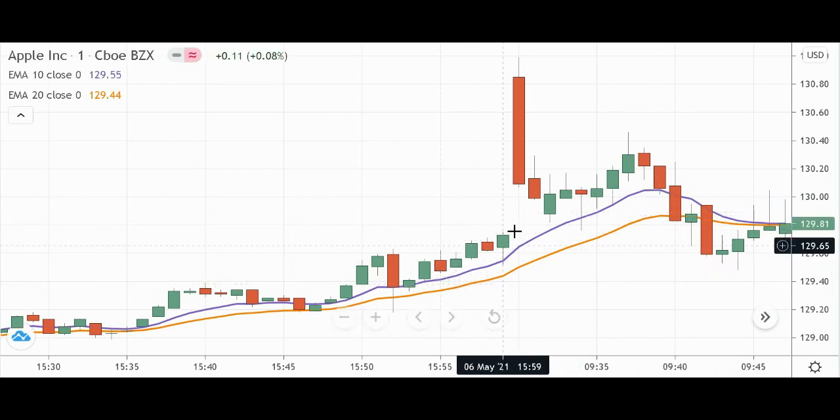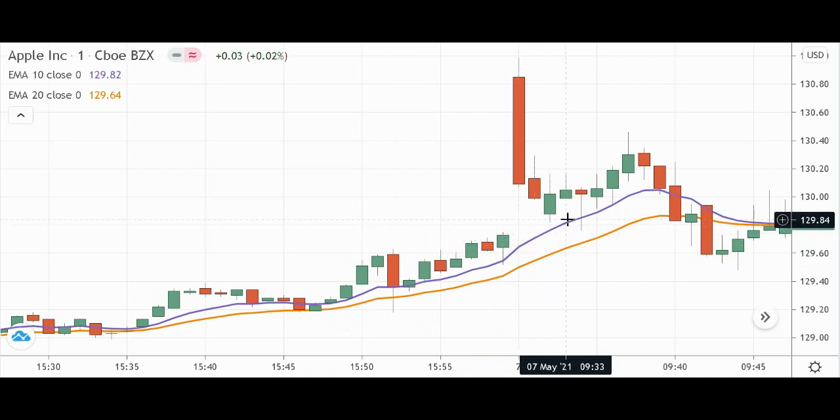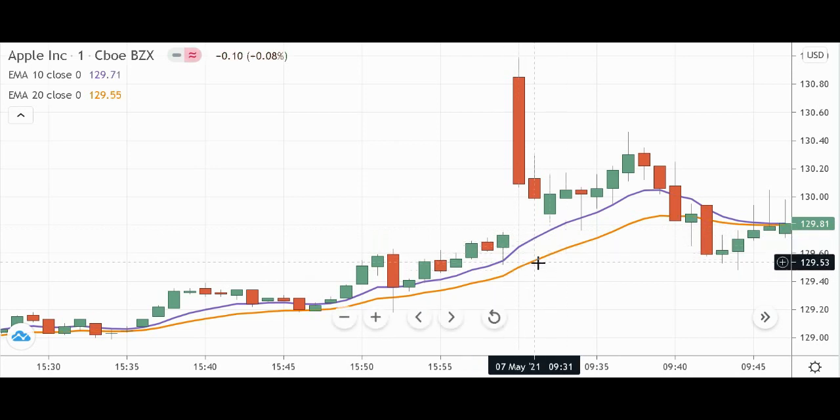And I've got 2 lines here, a purple line and an orange line, as you can see. And it's just 2 moving averages. The purple line here is the 10-period EMA, exponential moving average, and the orange line here is the 20-period EMA, exponential moving average. So you've got the 10-period EMA and the 20-period EMA.